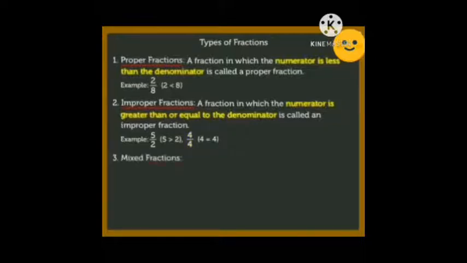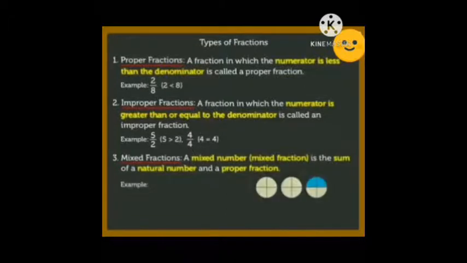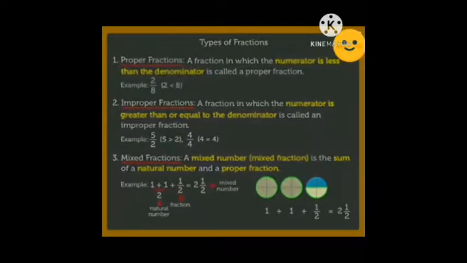Next, mixed fractions. A mixed number, that means a mixed fraction, is the sum of a natural number and a proper fraction. For example, 2 plus half is equal to 2 and 1 upon 2. So in this mixed number, 2 is a natural number and half is a proper fraction.